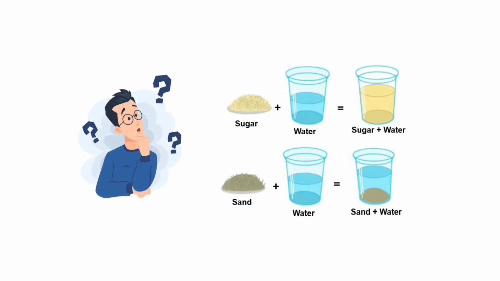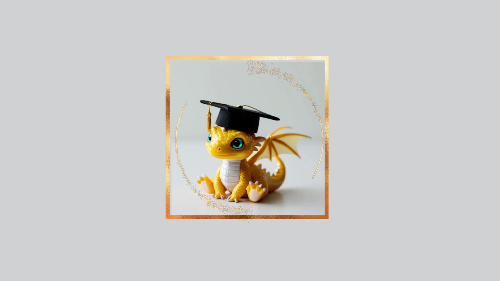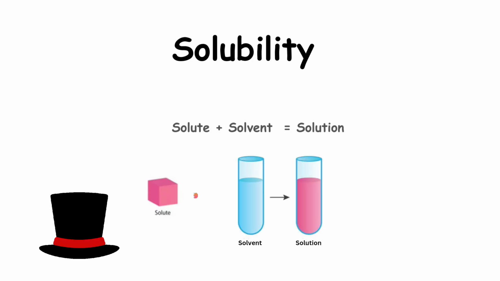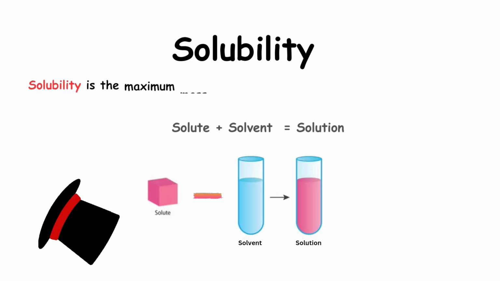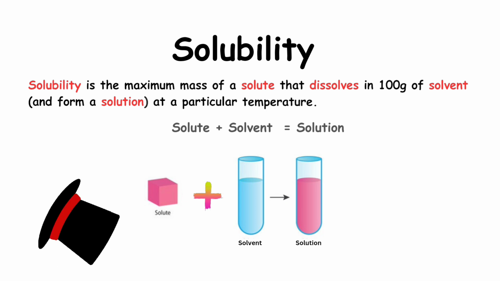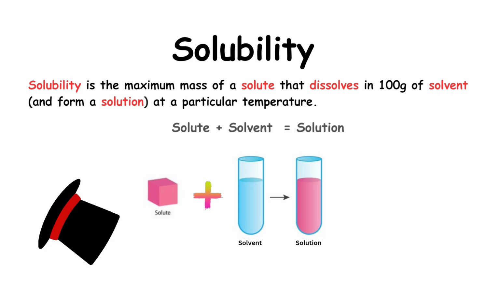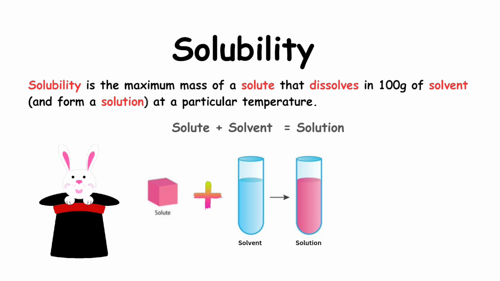Why do substances like sugar dissolve in water while others like sand don't? To understand this, let's learn about solubility. So, what is solubility? Solubility is the maximum mass of the solute that can dissolve in 100 grams of solvent and form a solution at a particular temperature. So basically, solubility is how much of the solute can dissolve in 100 grams of the solvent at a particular temperature to make a solution.